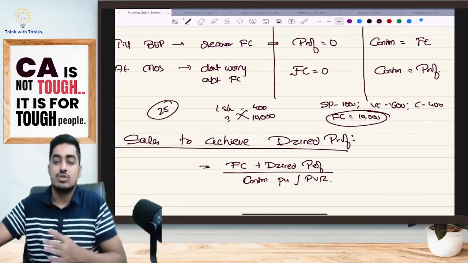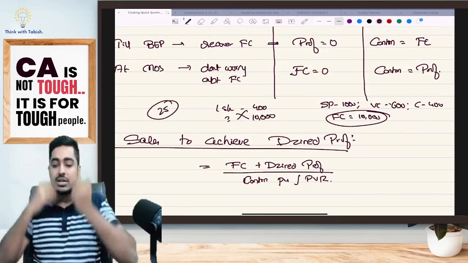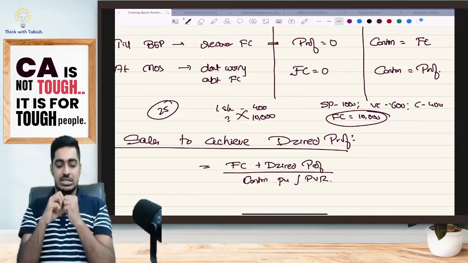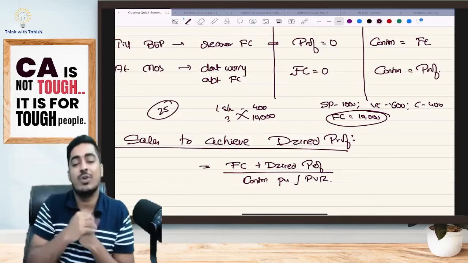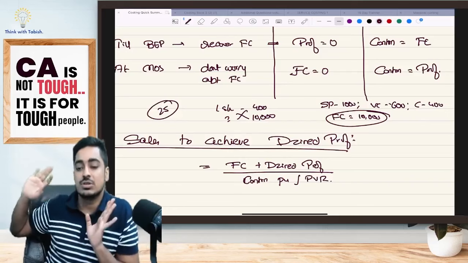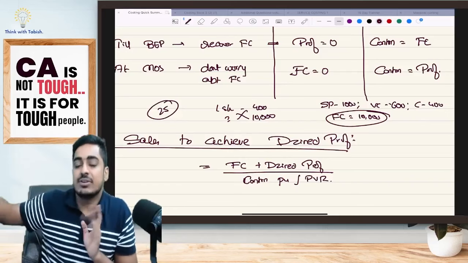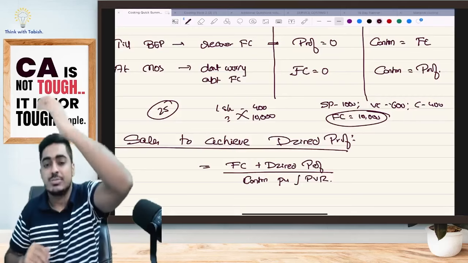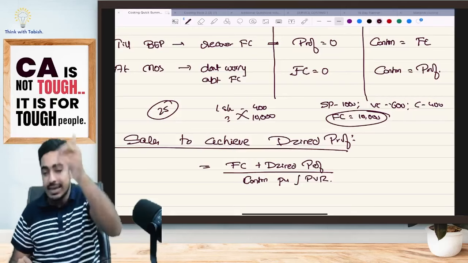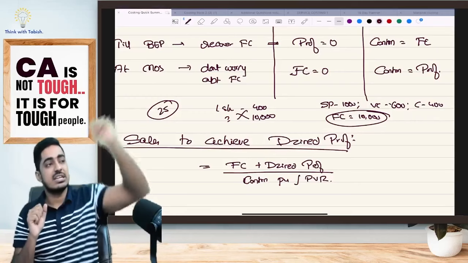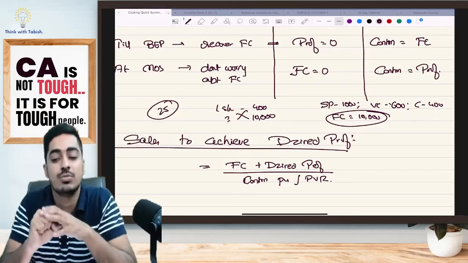Yes or no everyone? So 25 shirts I sold, every shirt 400, 400, 400. 10,000 cash I got. This 10,000, why will I be using this? To pay my fixed cost. Yes or no everyone? Now I have reached my break even. I have recovered my fixed cost. Now one more customer has come, the 26th customer. Again I sold. I got 1,000, 600 variable cost I've paid, 400 contribution is there.